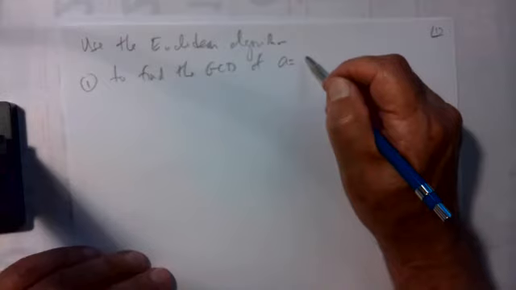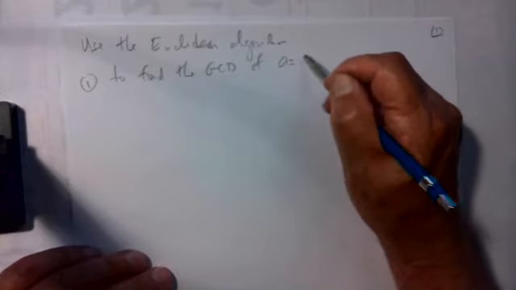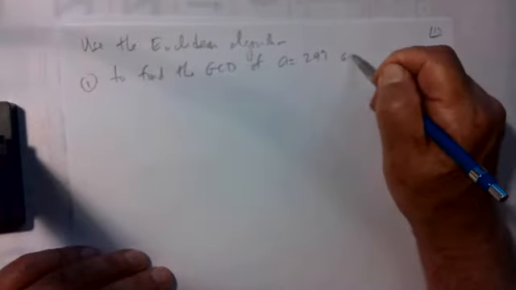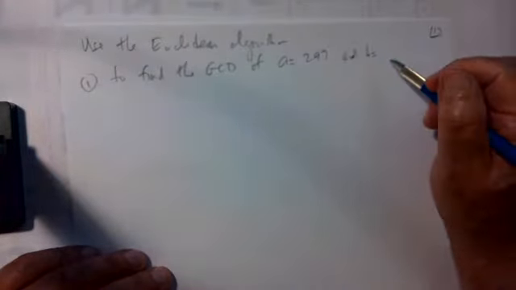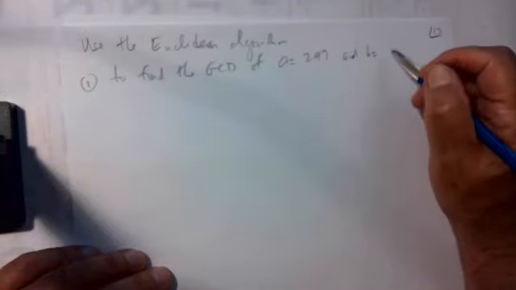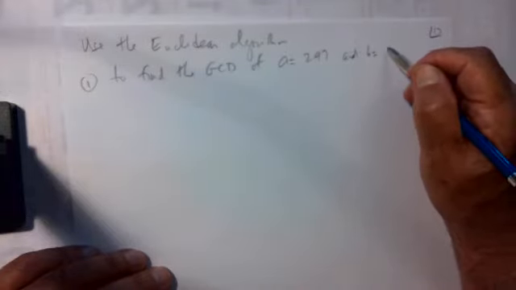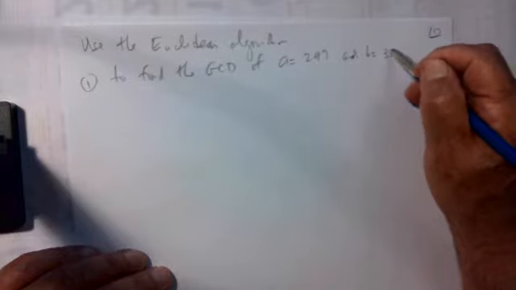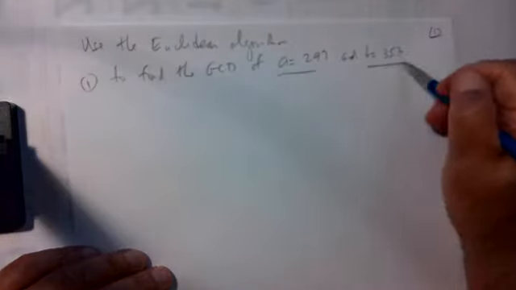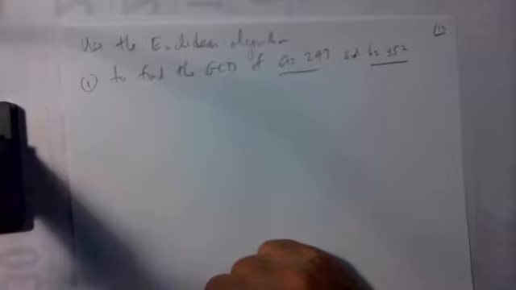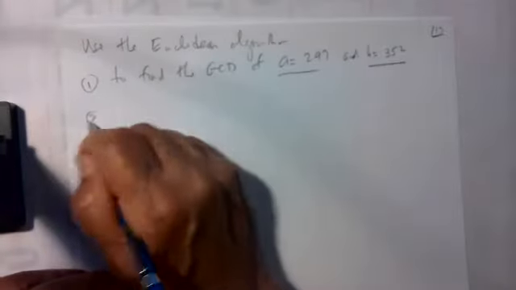Say A is equal to, I'll just make up some numbers, 297, and B equal to 352. So this is something for you to do right now. Spend a couple minutes and then I'll do it also. But first use the Euclidean algorithm to find the greatest common divisor of these two numbers.